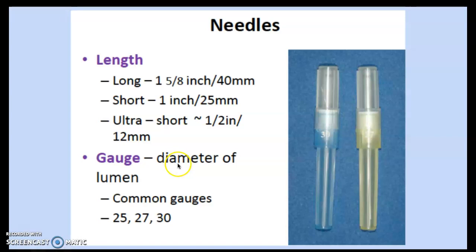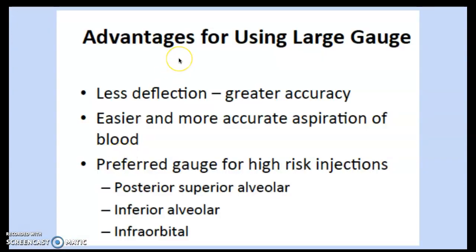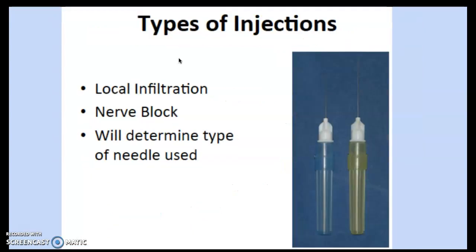Gauge is the diameter of the lumen. The common gauges that we use are 25, 27, and 30, but the gauges are inverted, so 25 is the largest diameter and 30 is the smallest. Advantages of using a large gauge are less deflection, so you have greater accuracy. It's easier and more accurate for the aspiration of blood. It's the preferred gauge for high-risk injections such as PSA, IA, and IO.